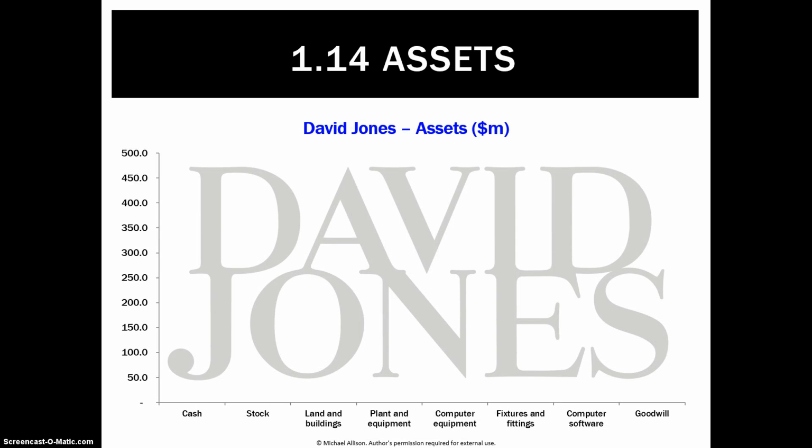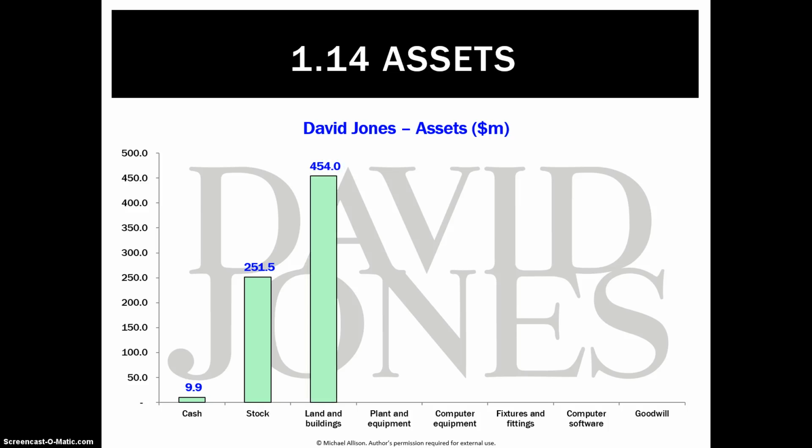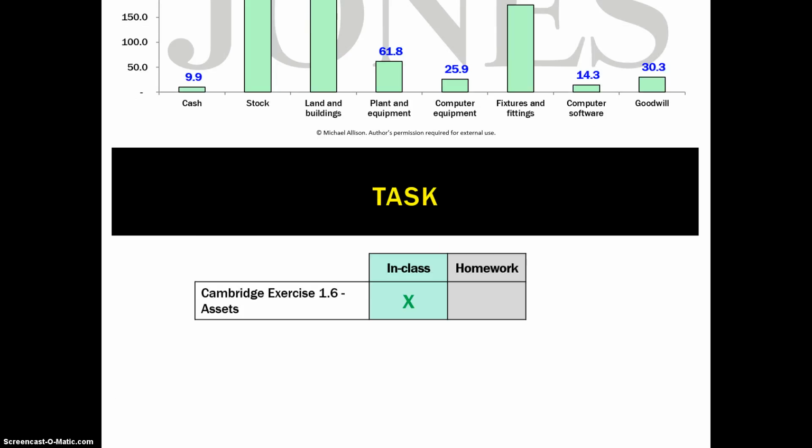Looking at a big business, some of the more common assets are cash, stock, land and buildings, plant and equipment, computers, fixtures and fittings, computer software, and goodwill. We don't deal with goodwill in Year 12 accounting, but most of those other assets there for David Jones will be assets that we are required to account for during our course.